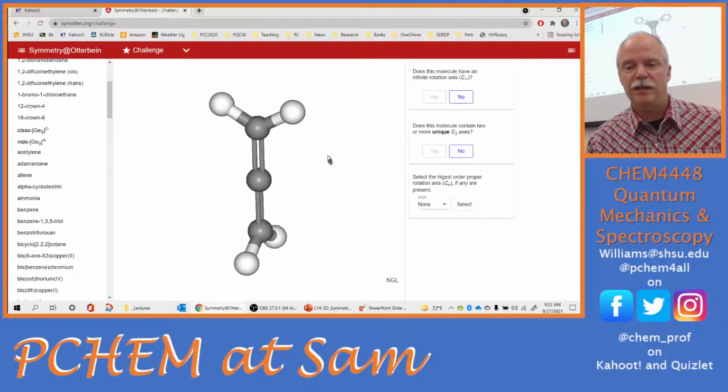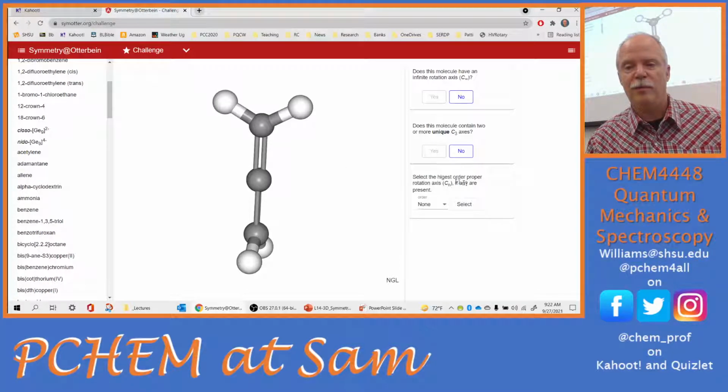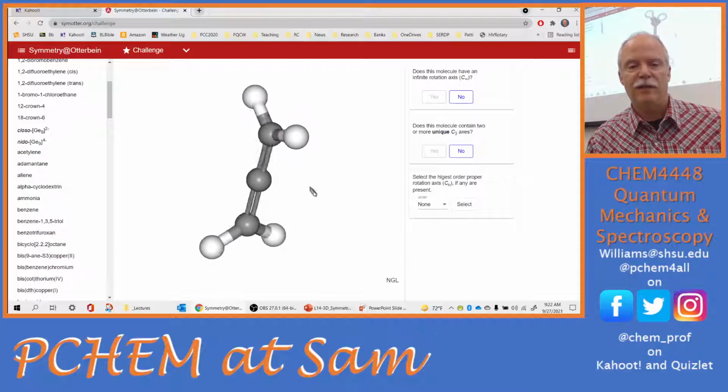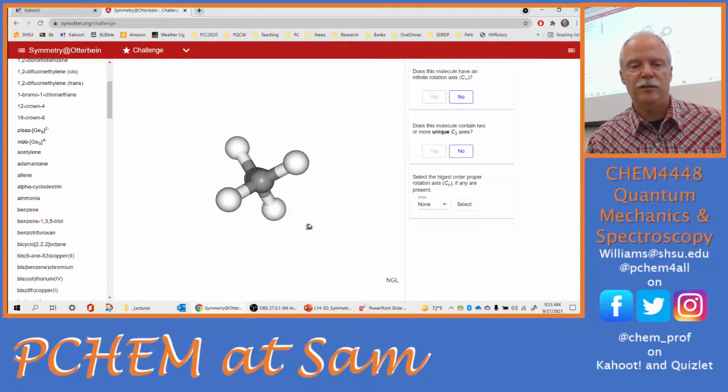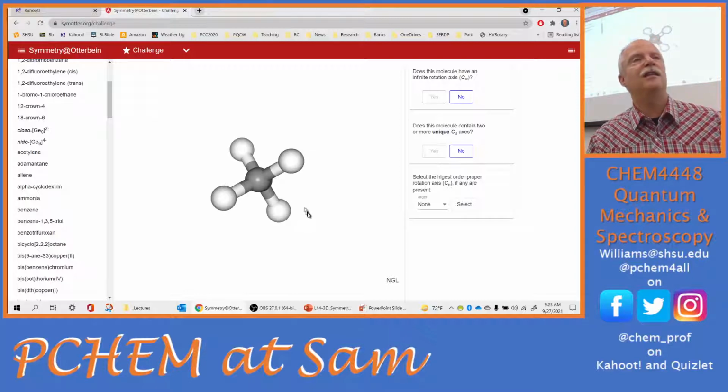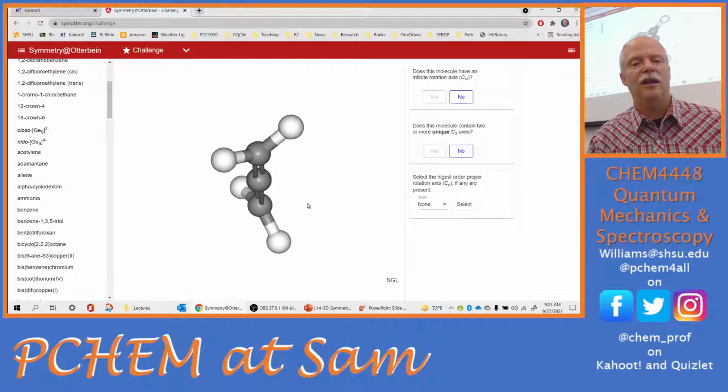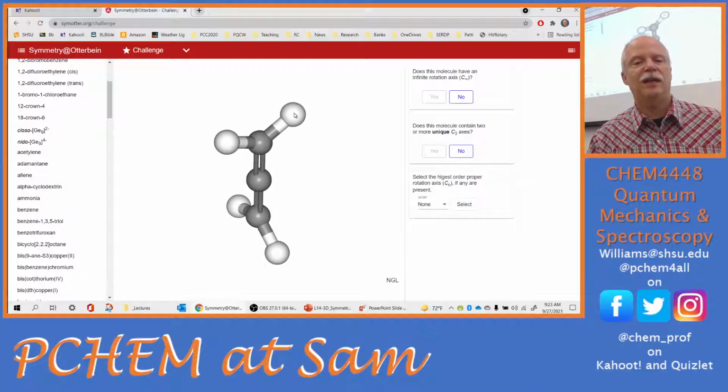Okay, so then it says, find the highest order proper rotation axis if any are present. So does it have any rotation symmetry? We're looking here at a C2 axis. Do you see that? Why is it not a C4 axis? Because they're not the same. Yeah, so if we rotated it 90 degrees, it would move over here, but there's no hydrogen there. It has an S4 axis, okay, but not a C4. So we're going to pick a C2.